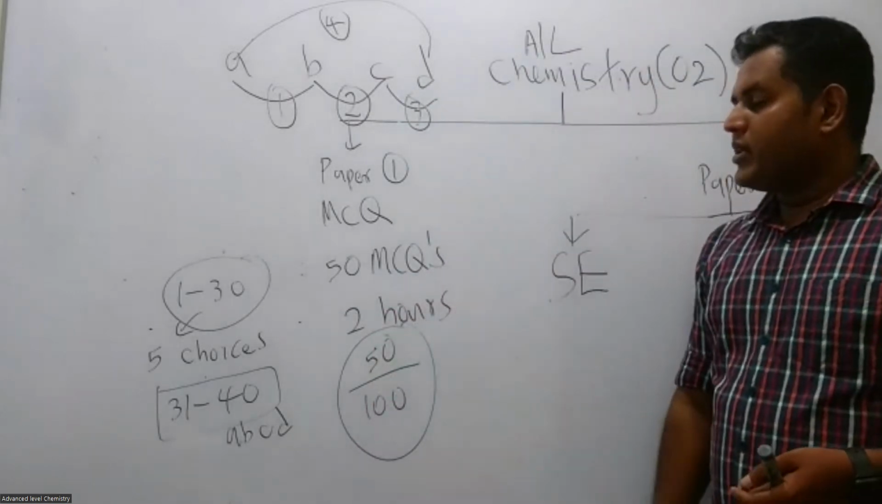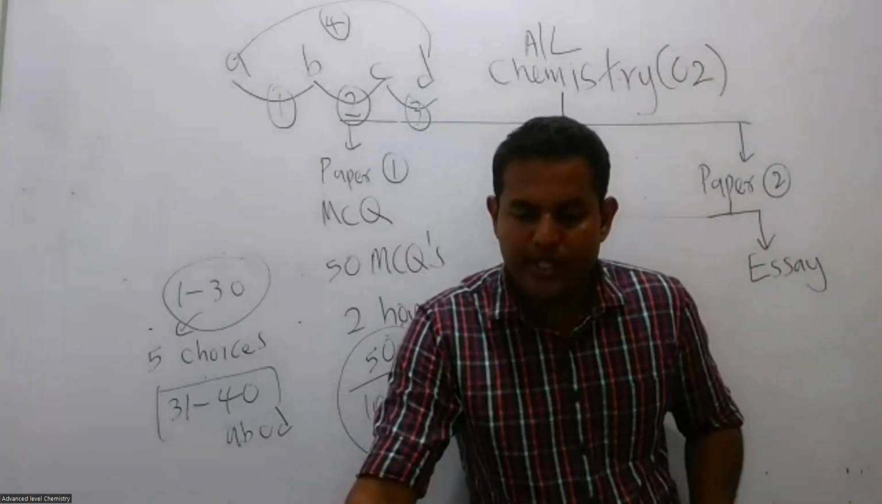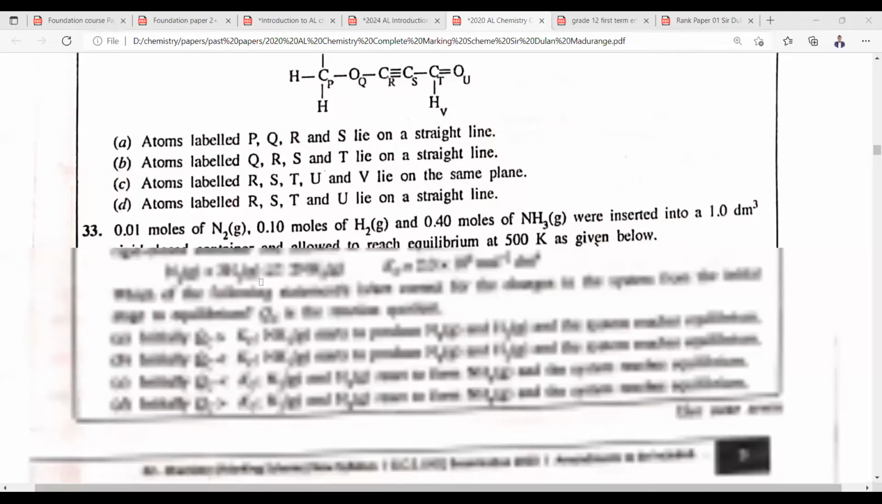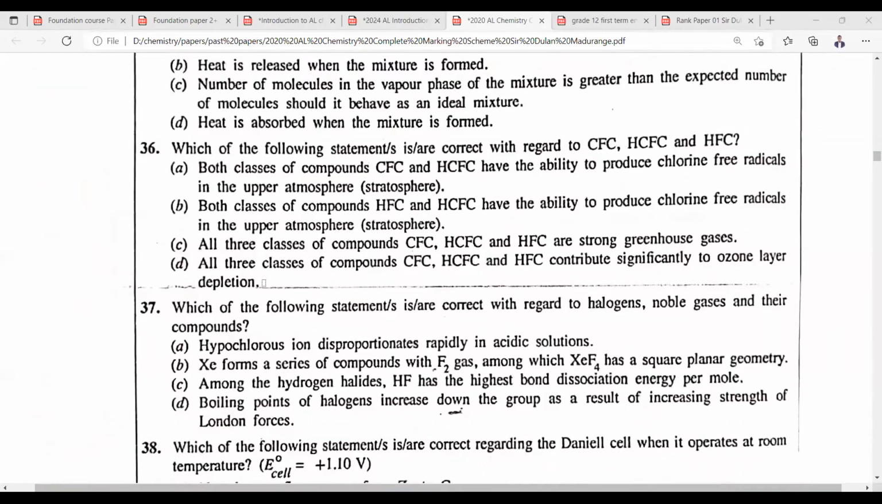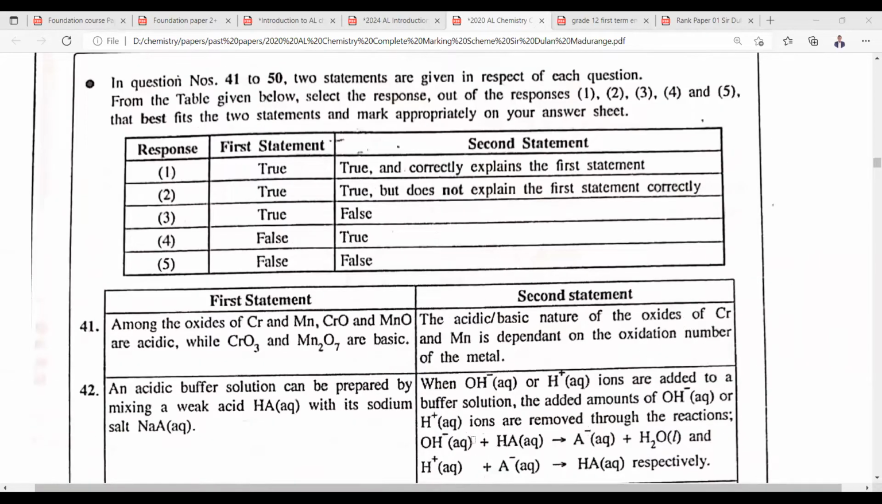Next thing, let's move to the 41 to 50 MCQs. When we are moving to 41 to 50 MCQs and scrolling like this, you'll see another thing. Can you see question 41 here? You can get an idea about the MCQ question here, because there are two statements.